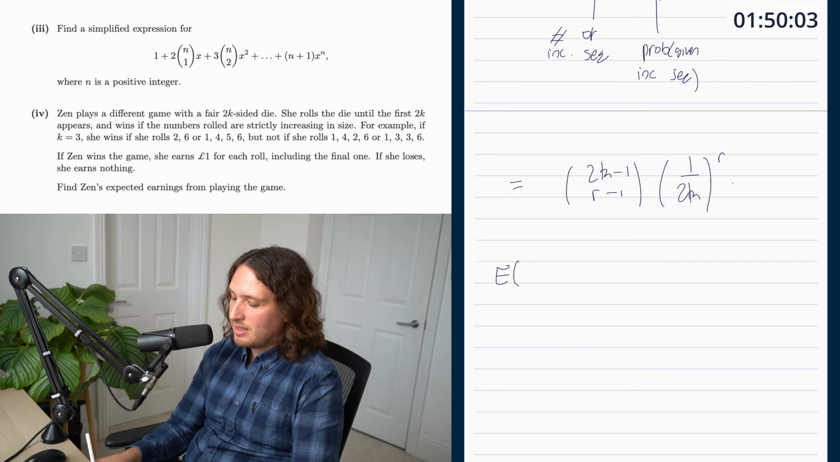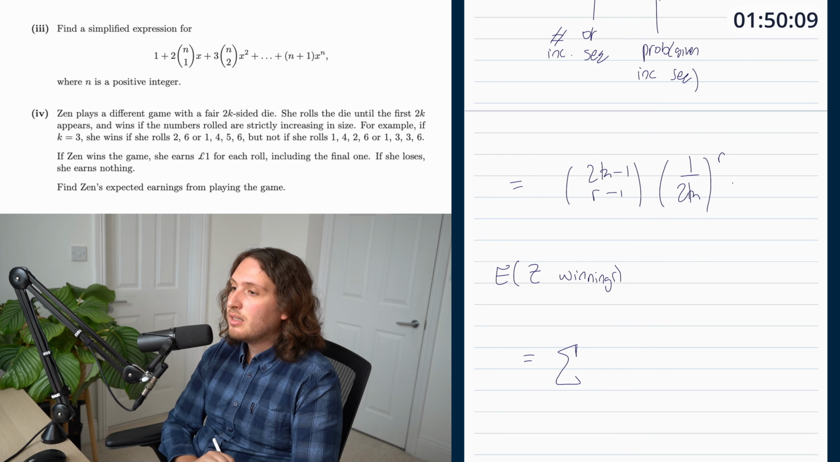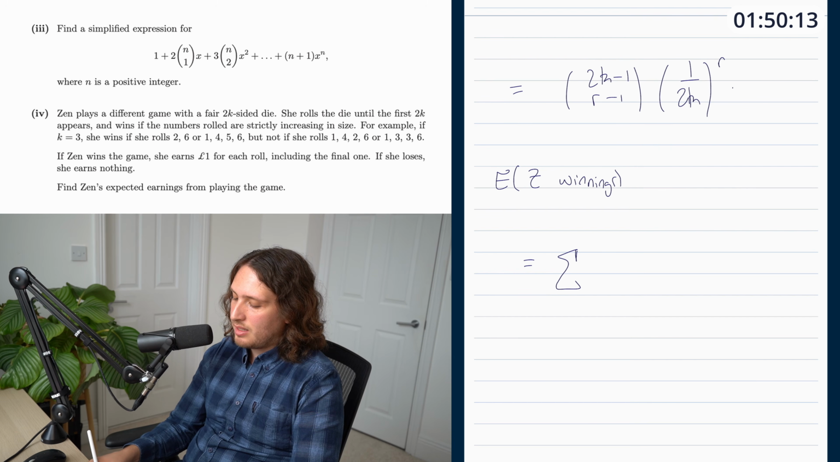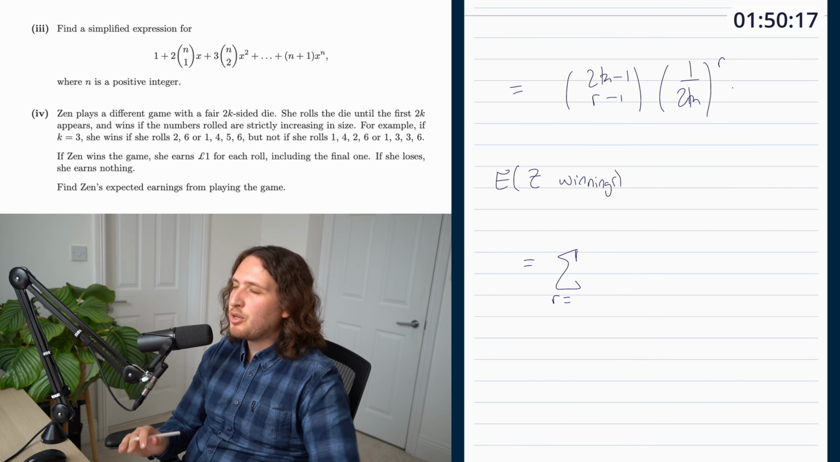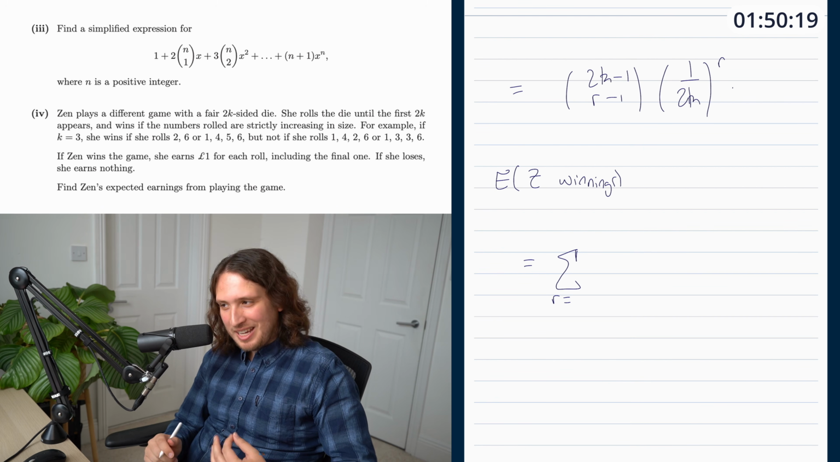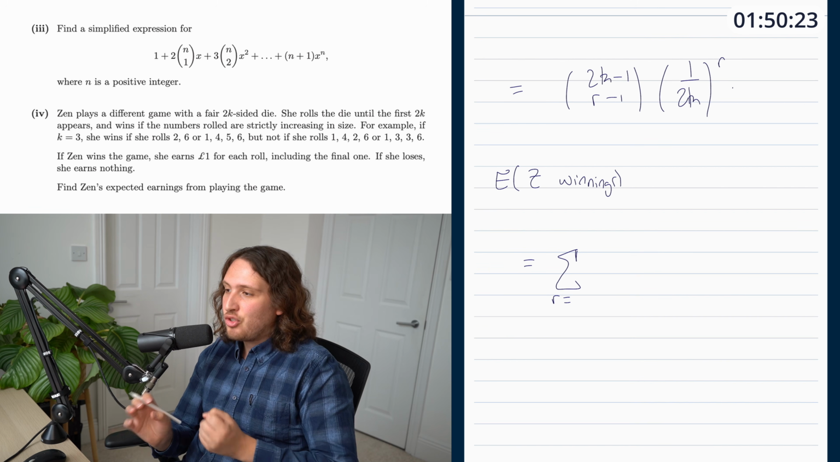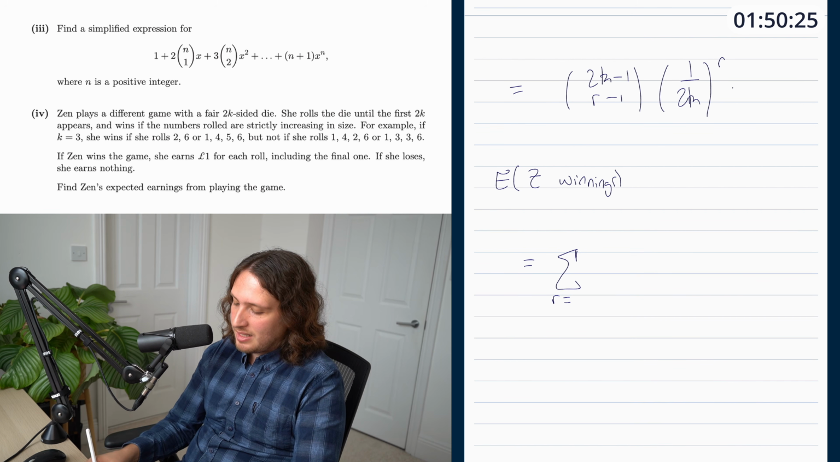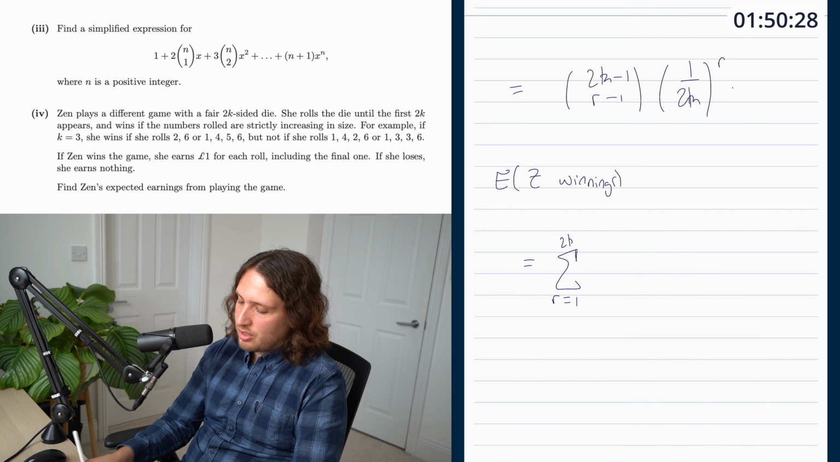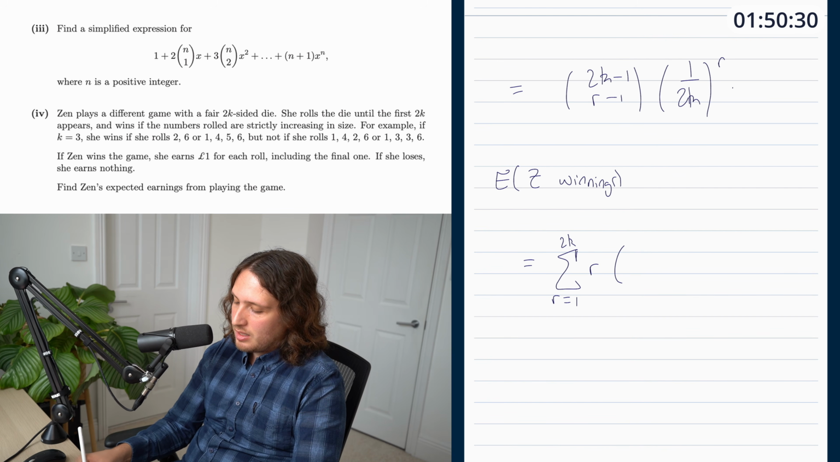So that means that the expected value of Zen's winnings is sigma. Now, this is only finite, right? Because the most throws she could possibly have is 2k. She could go 1, 2, 3, 4, and so on, up to 2k. But strictly increasing means we can't use repeats. So the most you could win is 2k. And then I do R times this thing.